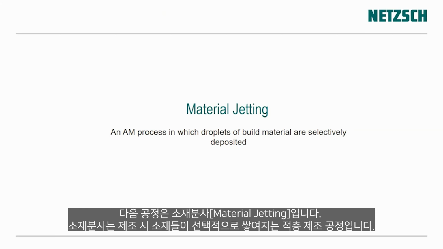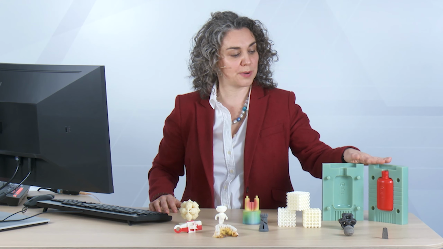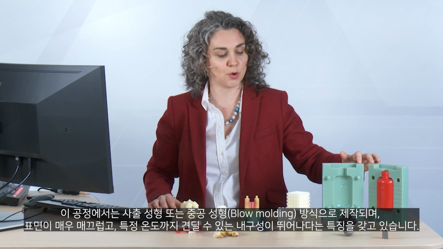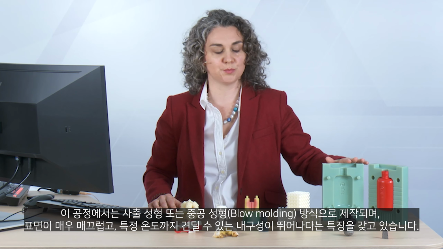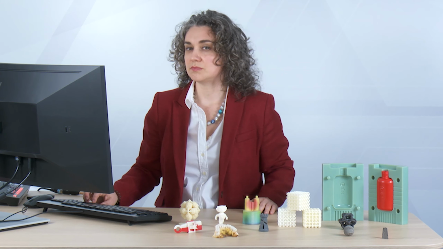The next process is material jetting, which is an additive manufacturing process in which droplets of build material are selectively deposited. And the part that is made with that is this injection mold, or in this case, a blow molding mold. Very smooth surface and durable up to certain temperatures.